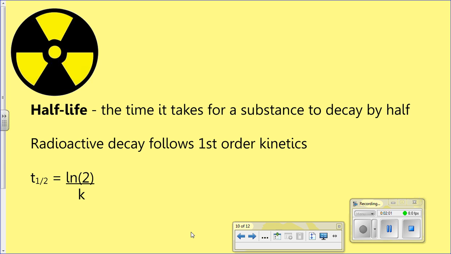The half-life is the time it takes for a substance to decay by half. So in my original example, if you're going from 1 to 0.5, that's decaying directly by half. The time that takes is called the half-life. Again, radioactive decay follows first-order kinetics, and that gives us a half-life equation as the half-life being equal to the natural log of 2 over k.